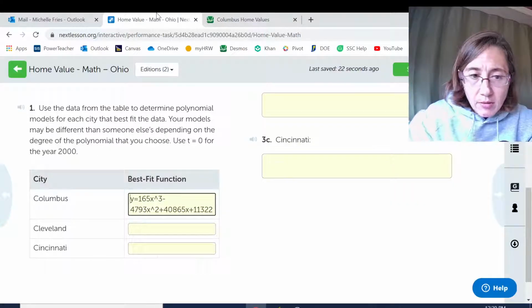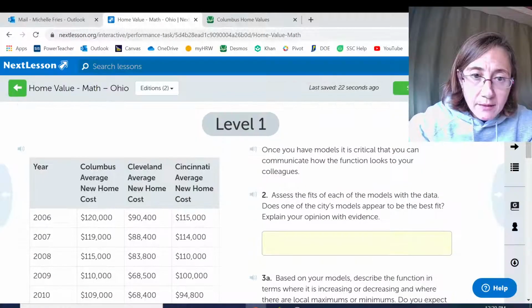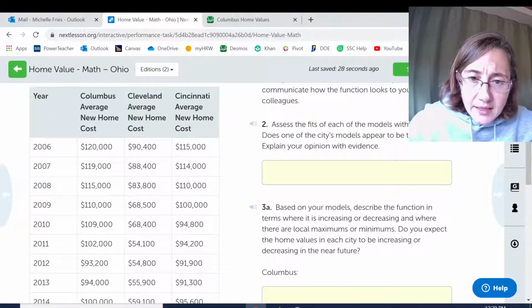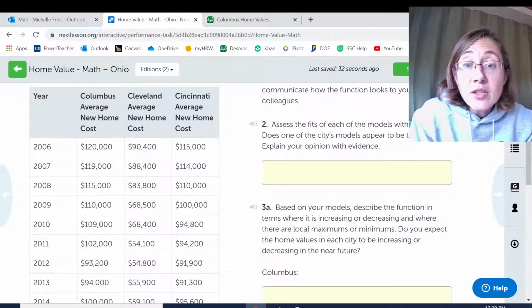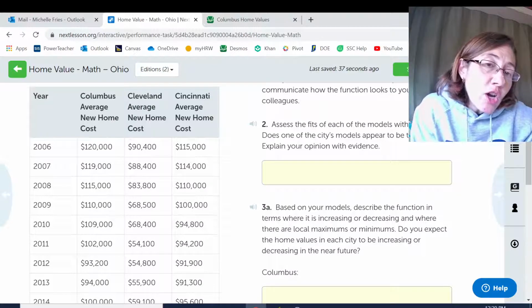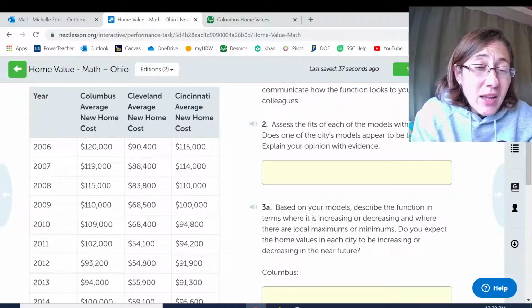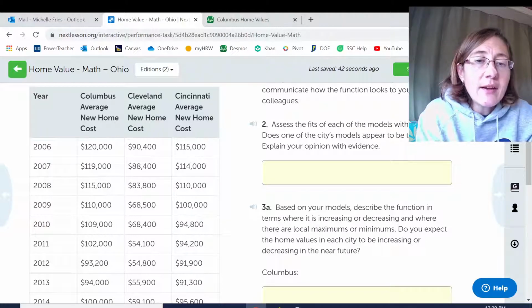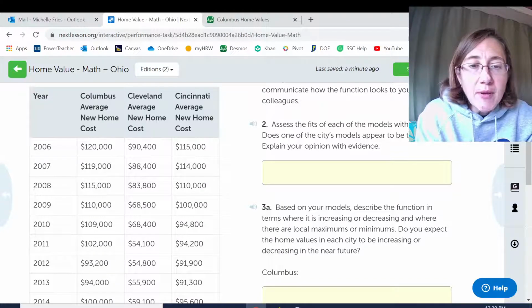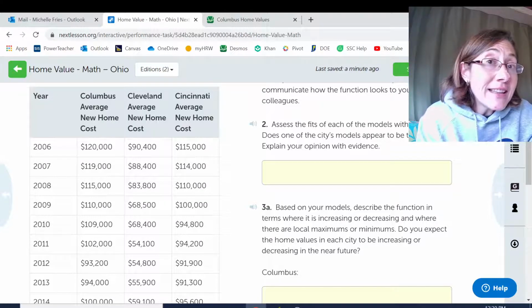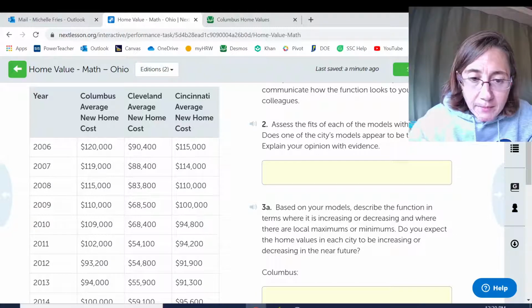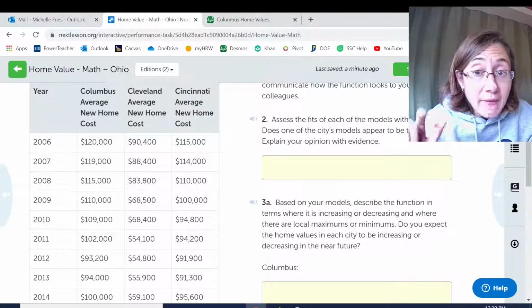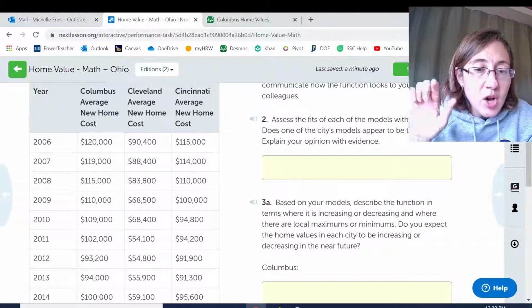So there's that. Okay, let's see what question number 2 says. Assess the fits of each model with the data. Does one of the city's models appear to be the best fit? So our cubic and our fourth power were really close, so we went with the cubic. It fit much better than the quadratic, that was the x squared, and the linear one, that was the y equals mx plus b one. And I could give evidence of my r squared factors because it was higher on the cubic or the fourth power one. So for 3a, you'll do that for the other two cities. I just talked about Columbus, you talk about the other two.